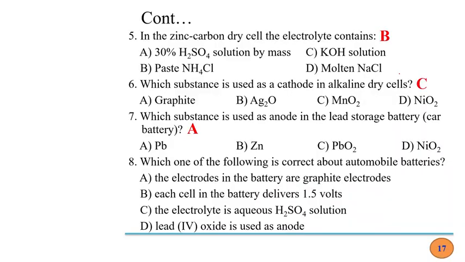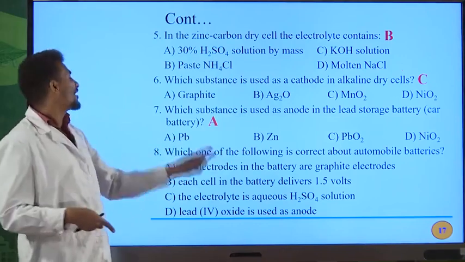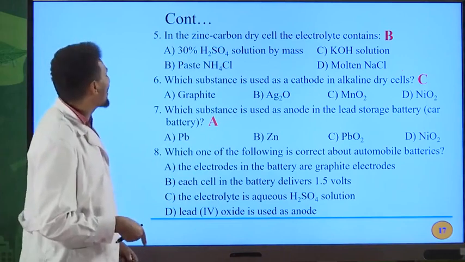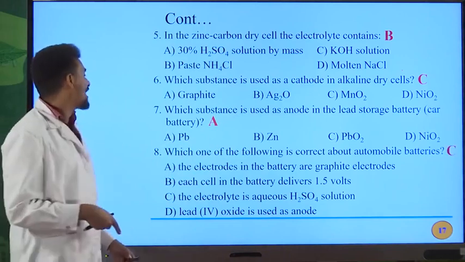D. Lead oxide is used as anode. It is used as cathode, not anode. What is your anode in lead storage battery? Lead. I already told you about that one. So C is the correct answer for question number 8.